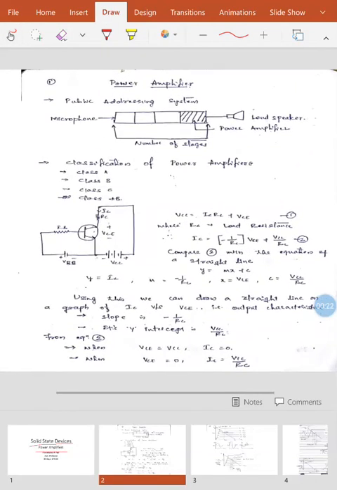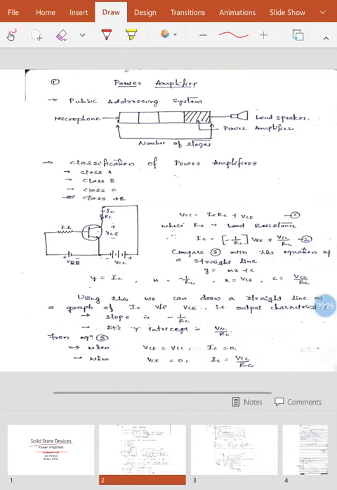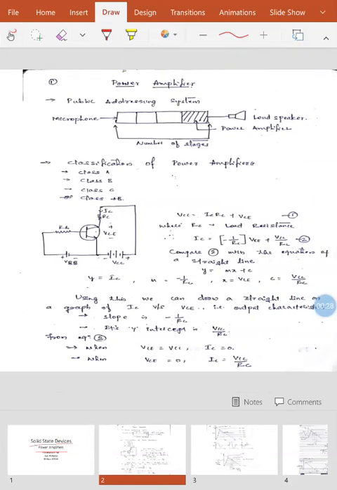Let us take an example of the public addressing system. In a public addressing system, what happens? We have multiple stages for amplifying the output. Let us see what a public addressing system is.